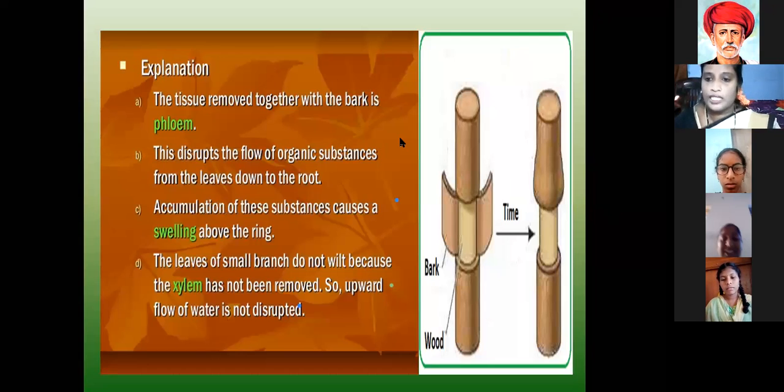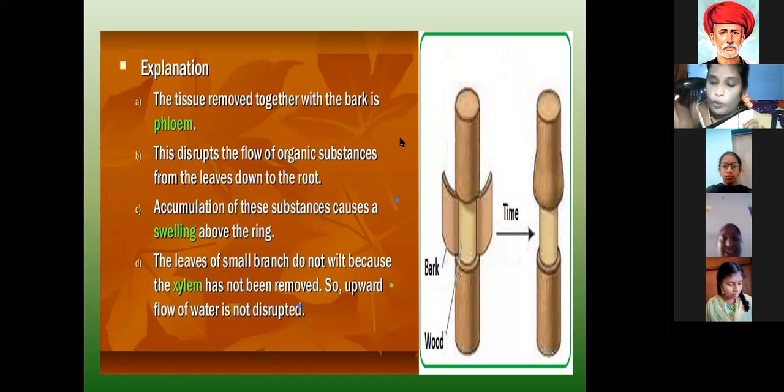In this last slide, ma, this chapter is over. See what is the main explanation in this slide. The tissue removed together with the bark is phloem, which distributes the organic substances from the leaves down to the root. Accumulation of these substances causes swelling above the ring. The leaves of the small branch do not wilt because the xylem has not been removed. So the upward flow of water is not disturbed.